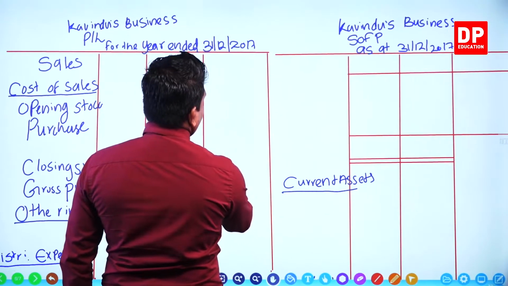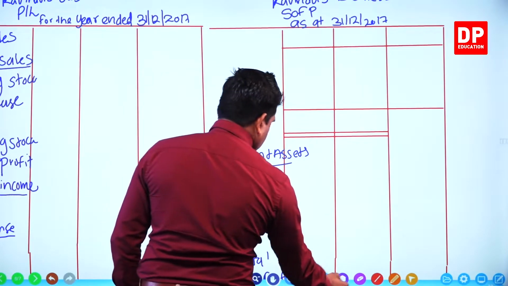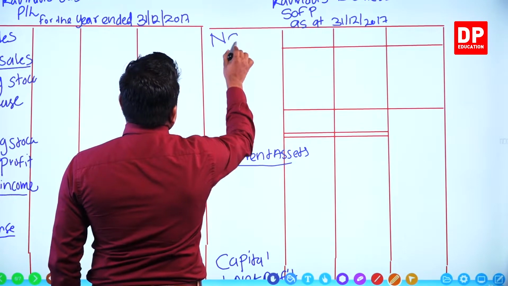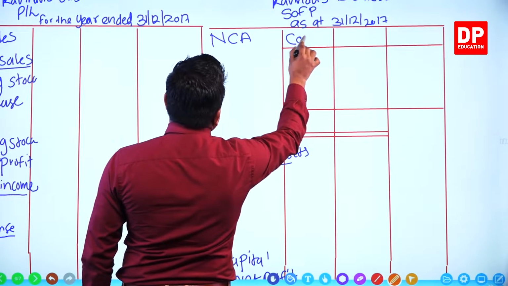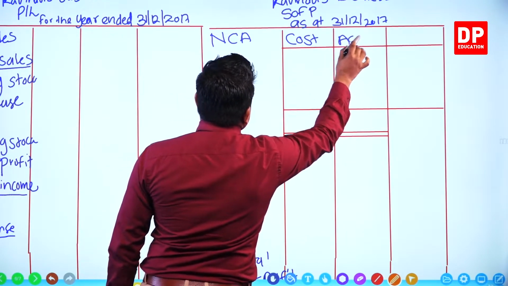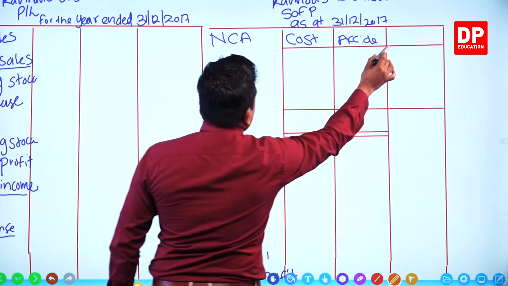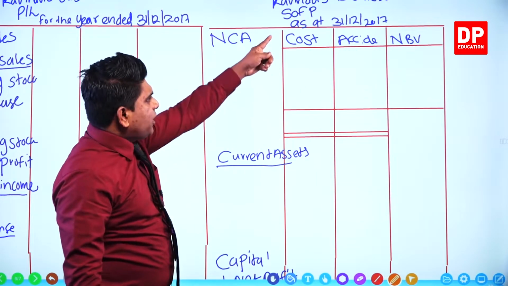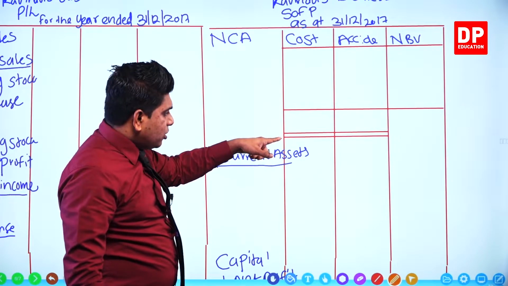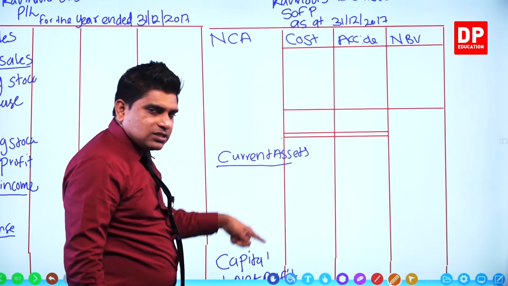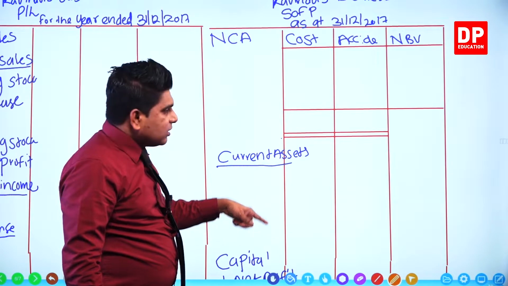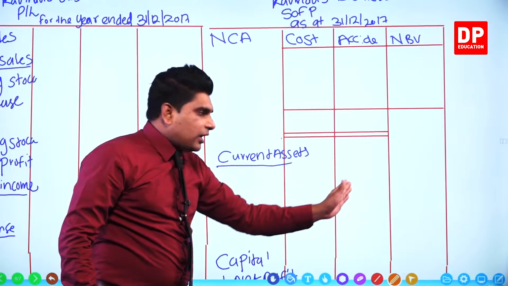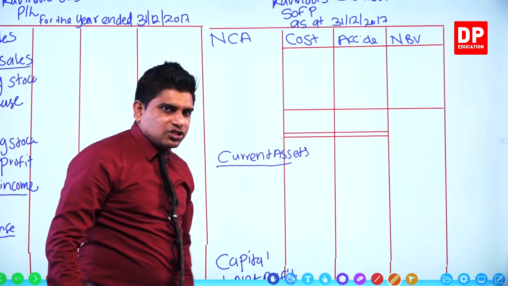Here we can fill non-current assets area also. Non-current assets, right? Cost, accumulated depreciation, net book value. You must remember this column expand only up to this level, right? We don't expand this column down like this, right? We have to draw cost column only for this, right? There are only two columns after the non-current assets area, right?